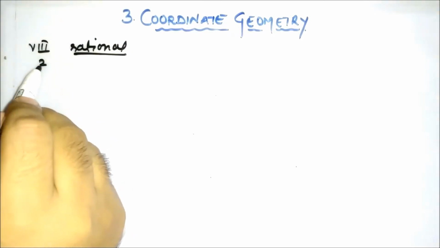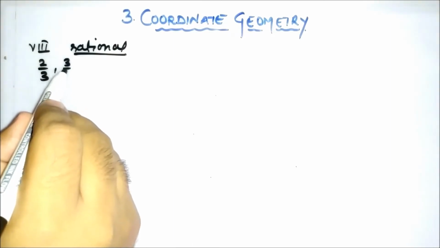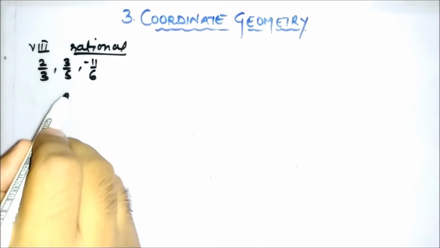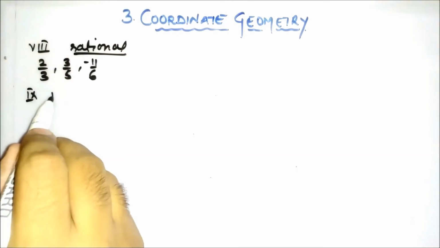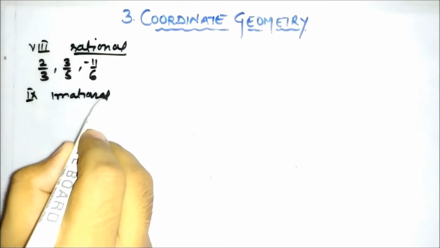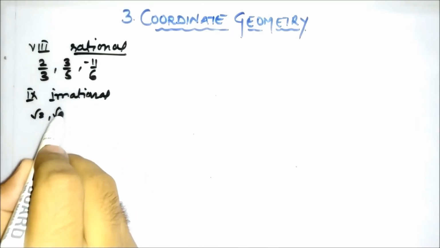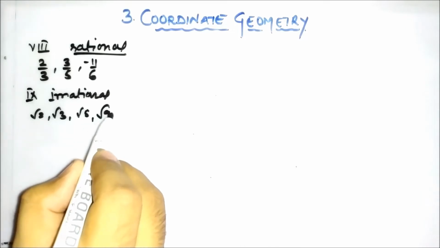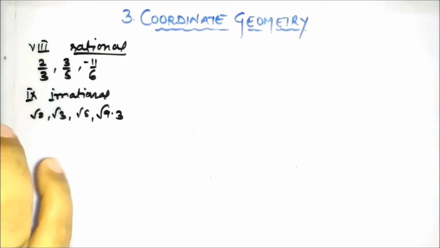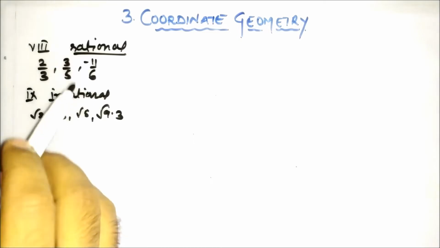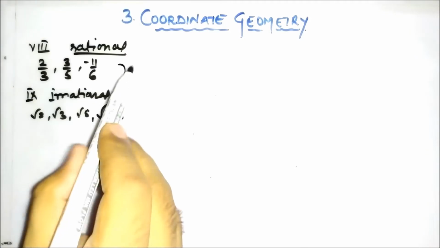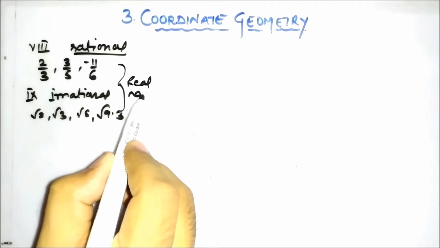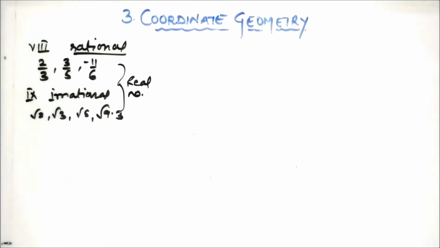I just remind you that it is 2 by 3, or you can say 3 by 5, minus 11 by 6. All these numbers are rational numbers, okay? You have already done this in class 8th. In class 9th, you have represented irrational numbers. Irrational numbers mean root 2, root 3, root 5, under root 9.3. Like these numbers you have represented in class 9th, okay? So as you can represent all these numbers on the number line, these are known as real numbers, okay? Real numbers are the numbers which can be represented on the number line.